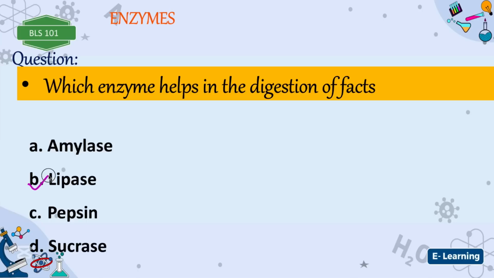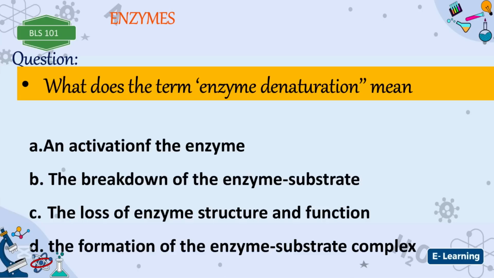Then the next one, which enzyme helps in digestion of fats? Fat has to be what? Lipase. And then the last, second to last, what does the term enzyme denaturation mean? Now, when we talk about enzyme denaturation, we are talking about the loss of the enzyme structure and function. Enzyme denaturation has to do with the loss of the enzyme structure and function. That is what denaturation is all about.